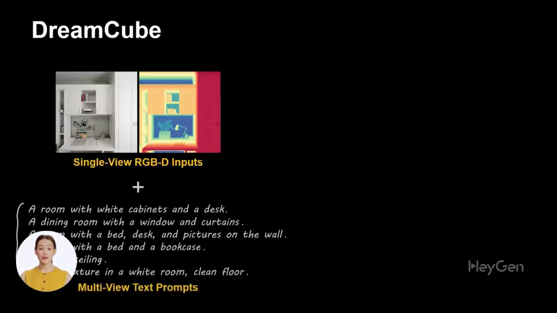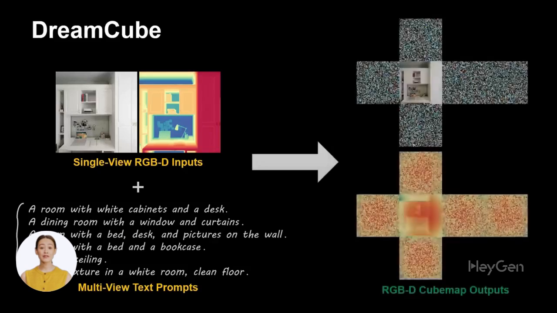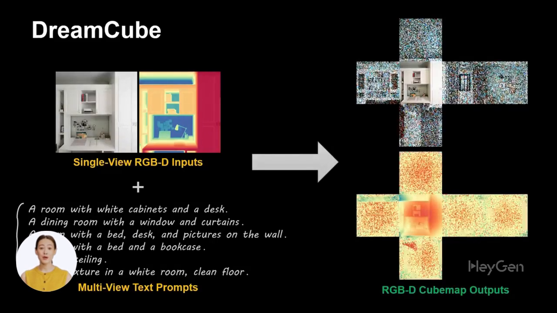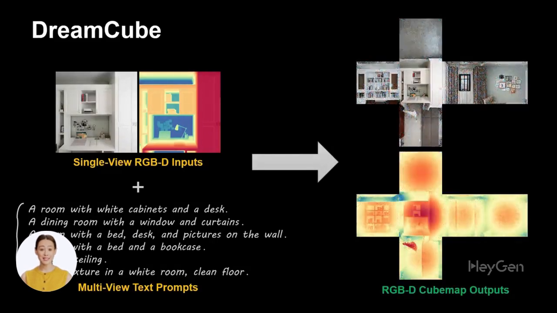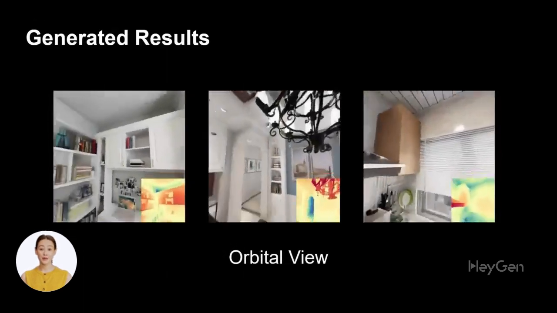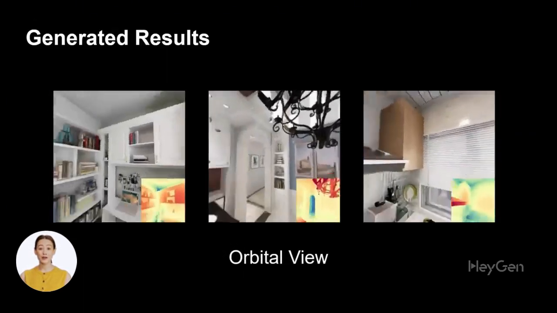So for example, here you can specify that there will be a dining room with a window and curtains, and then there's also a room with a bed, desk, and pictures on a wall, etc., etc. And then it would use a diffusion model to basically generate what is called a cube map of the scene based on your text description. And then afterwards, you can also stitch this cube map together to create a 3D scene, which you can explore around like this. So here are some more demos.